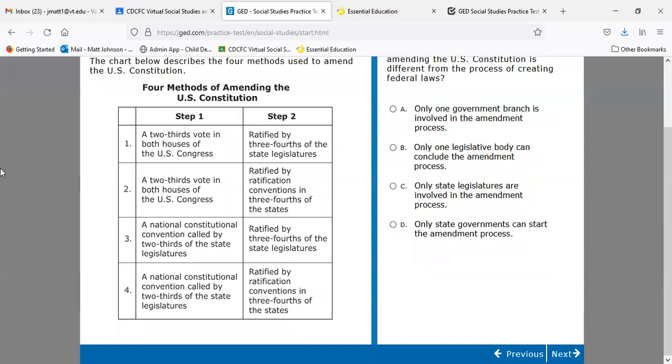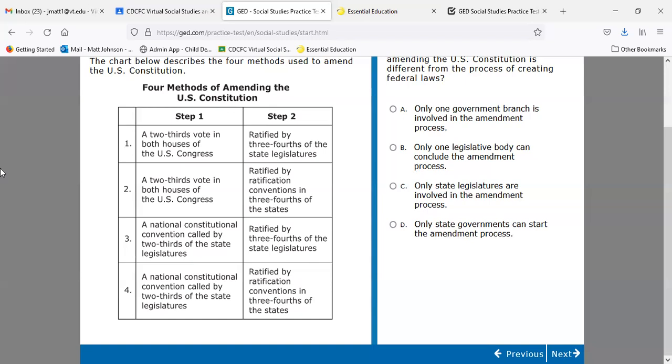The second one, step 1, a 2/3 vote in both houses of the U.S. Congress. Step 2, ratified by ratification conventions in 3/4 of the states. So pretty much as similar as the first. I think in the first case, it just goes to the state legislature. In the second, it's more of a convention of the states, which is going to include more than just the legislative bodies of the states.